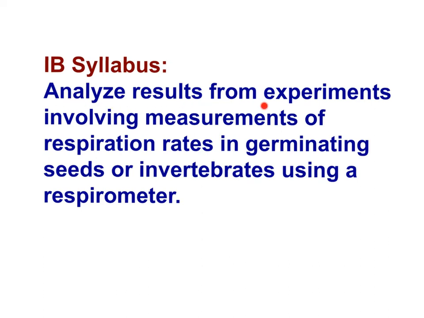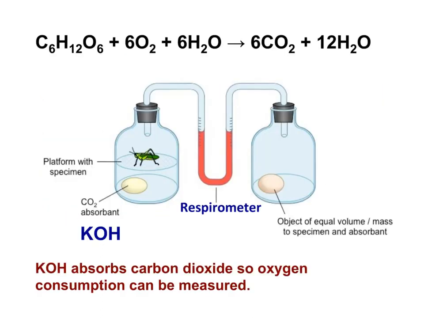Analyze results from experiments involving measurements of respiration rates in germinating seeds or invertebrates using a respirometer. In this slide, you can see a respirometer that allows scientists to measure respiration rates. And it seems simple, because as oxygen is consumed by the organism, the level of liquid in the respirometer would shift position due to pressure changes within this chamber.